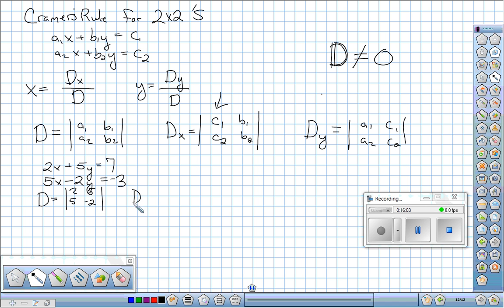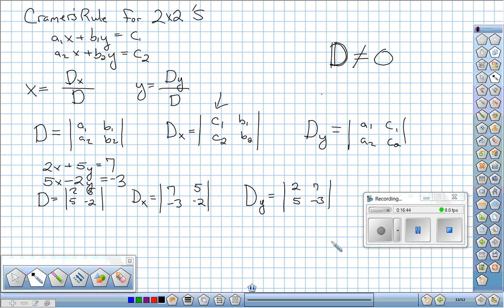My dx will be, so my c column is 7 and negative 3. That goes in there first, and the b's stay in the same place. My b's are 5 and negative 2. These all look almost the same. They are different though, so do pay attention to these orders. For dy, my a column stays the same. My a column is a 2 and a 5. And then I have my c column in my second column, which is a 7 and a negative 3.